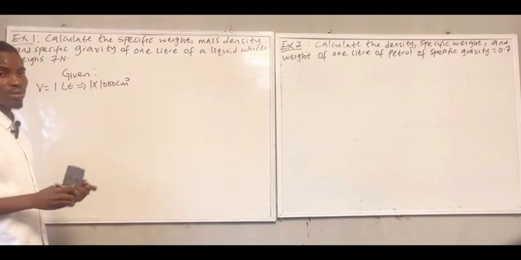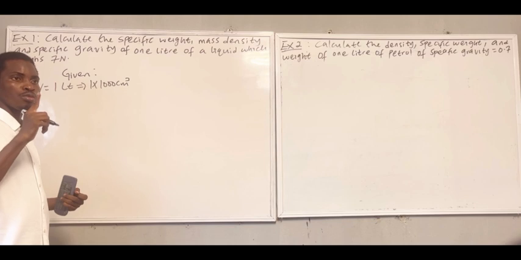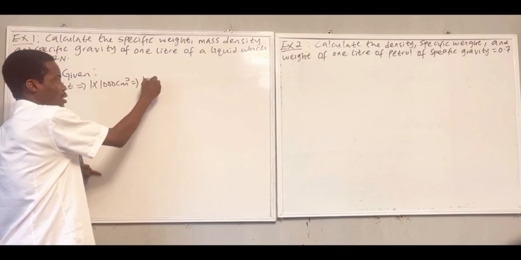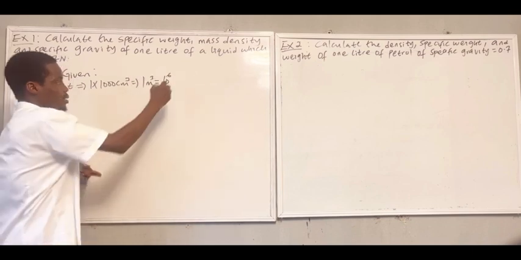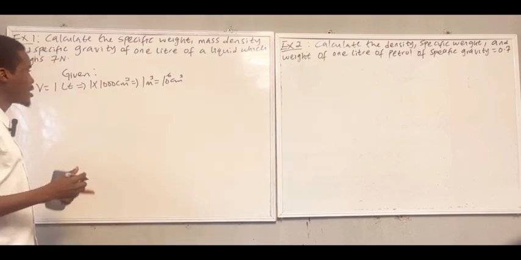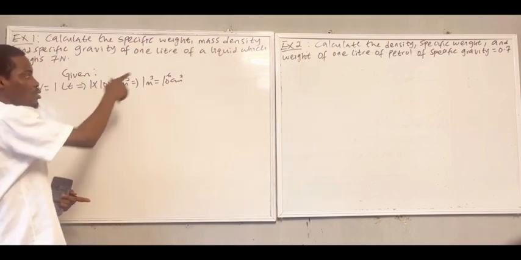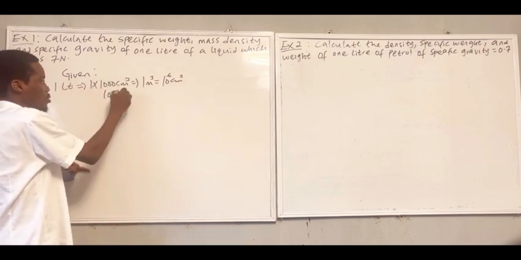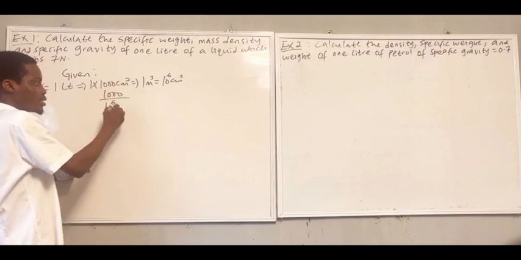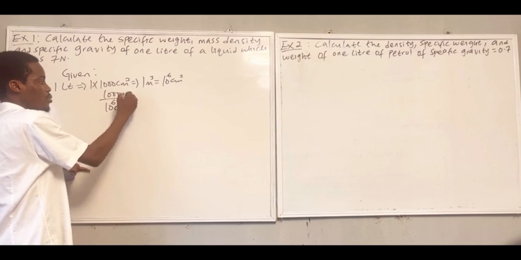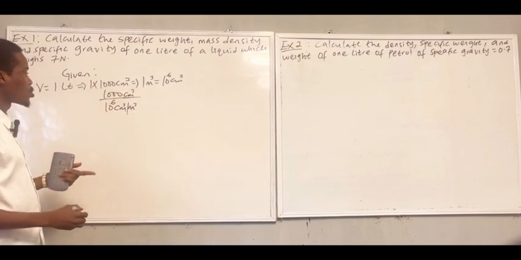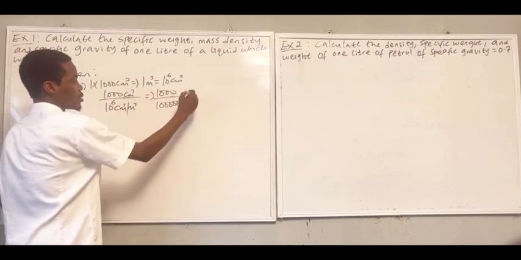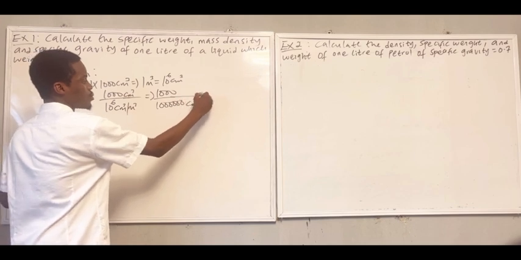So next I have to convert it to meter cube. 1 meter cube is going to give me 1 million centimeter cube. That is, 1 meter cube is 10 raised to power 6 centimeter cube, which is 1 million. So the next step is to divide by 10 raised to power 6 centimeter cube. So I'm going to have 1000 all over 10 raised to power 6 centimeter cube all over meter cube. So I'm going to have 1000, then 1, 2, 3, 4, 5, 6 centimeter cube all over meter cube.